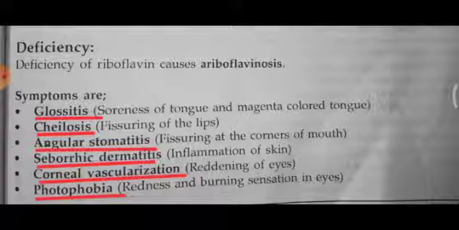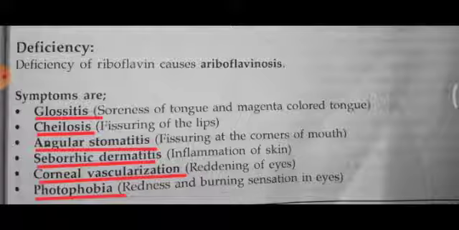of the lips, the lips will get broken and bleeding takes place, angular stomatitis, fissuring at the corner of the mouth, and in the corners you can see the opening of the mouth, and then pain, and also seborrheic dermatitis. Derma means skin, inflammation of the skin, corneal vascularization, cornea is related to the eyes, that means reddening of the eye, and photophobia, that means fear of light, redness and burning sensation in the eyes.